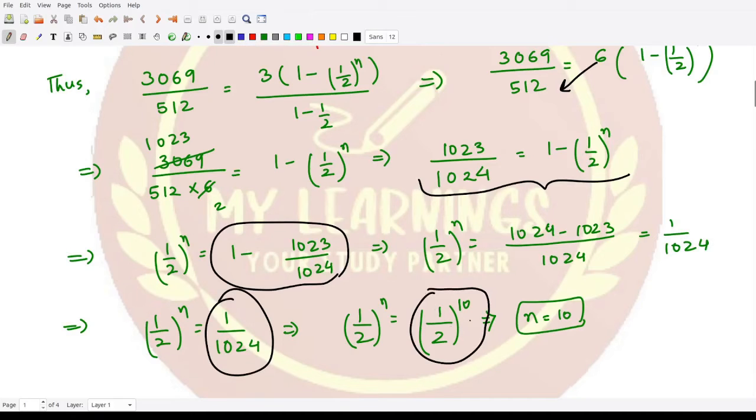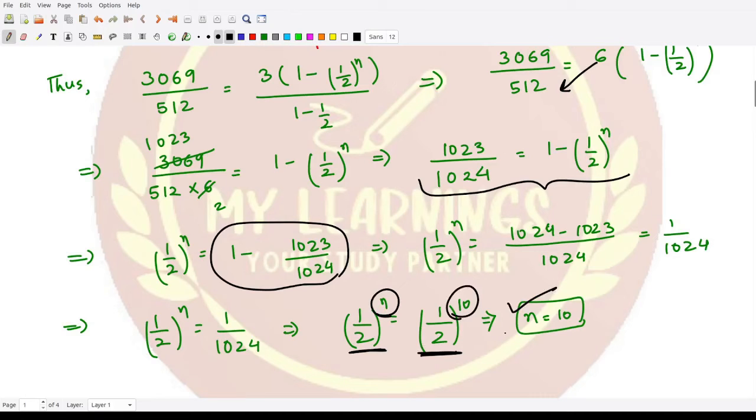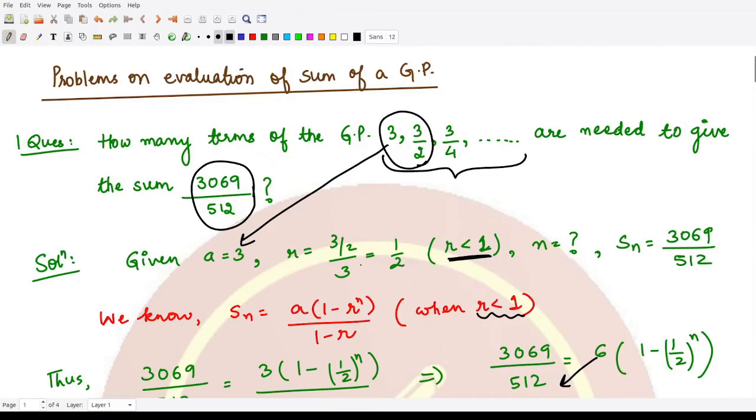Now this step was crucial. Why have we converted it into such a form? Because the left hand side is also available in this form, so now if we compare, because the bases are equal, that means their powers are also equal to each other. So here the value of n is equal to 10, and this is what we wanted to calculate here. So that means for the first 10 terms we would have the sum as 3069 divided by 512, and this is what we wanted to calculate in this particular question.